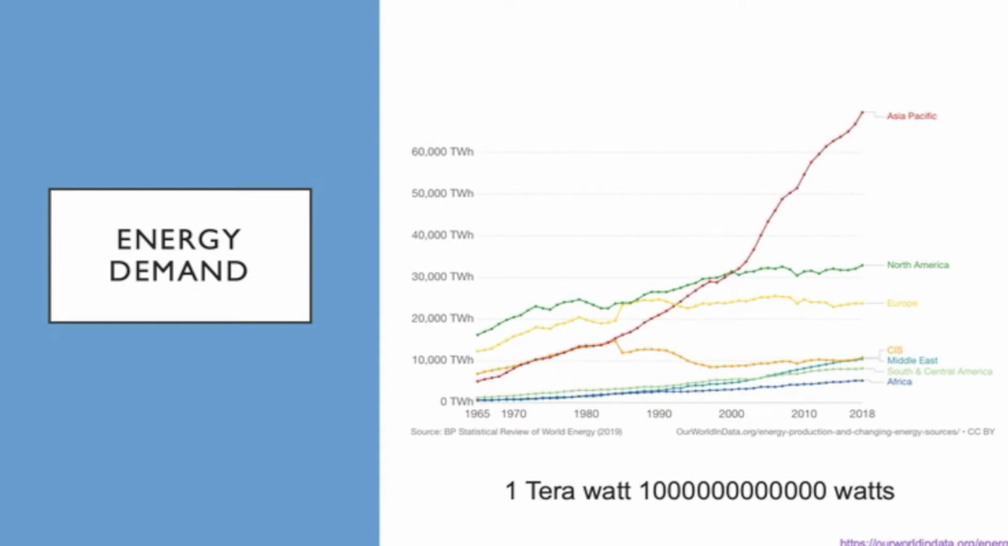Now, here's a graph of the energy demands over time. You can see that it starts in 1965 with Asia, the red line there, lower than quite a few of the other ones there. North America, the green line there, was the highest. And over time, if you come towards 2000, 2010, 2018, that red line has gone up and up and up. And North America's line's gone up. Europe's line has gone up a little bit and then sort of stayed the same.